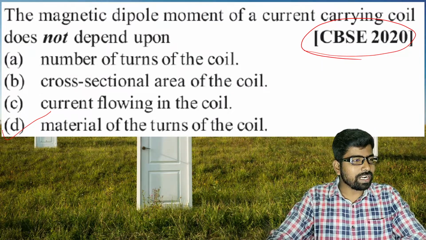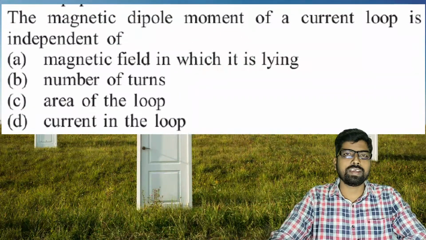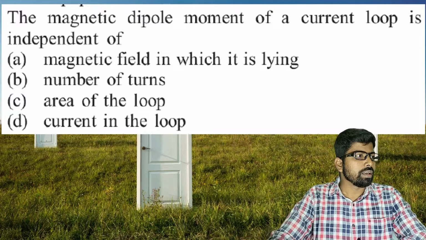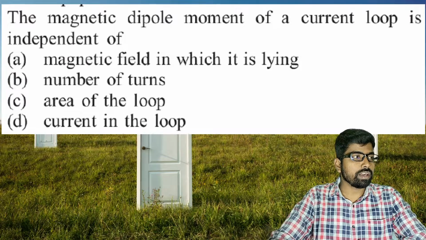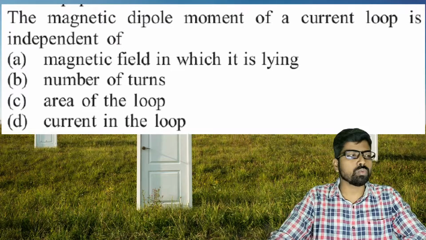Okay. So with that, let me take you to the next question. There is no question, my screen is clear. Anyway, let us go to the next question. It is a similar question and the question is on the screen. The magnetic dipole moment of a current loop is independent of, means doesn't depend on, what? Four options are there. Once you read, I'm going to explain.